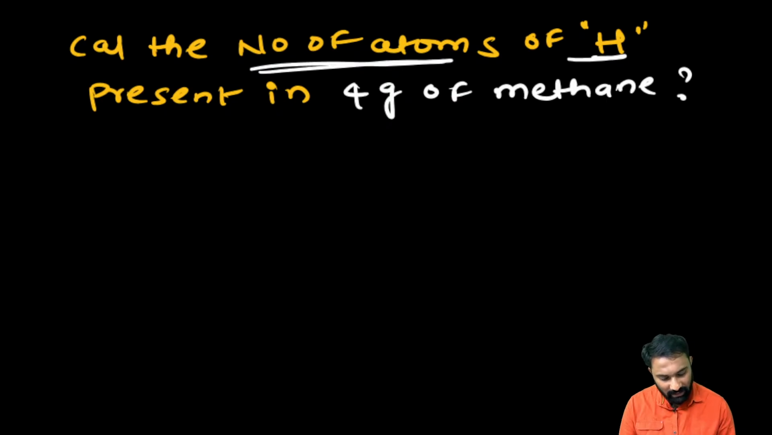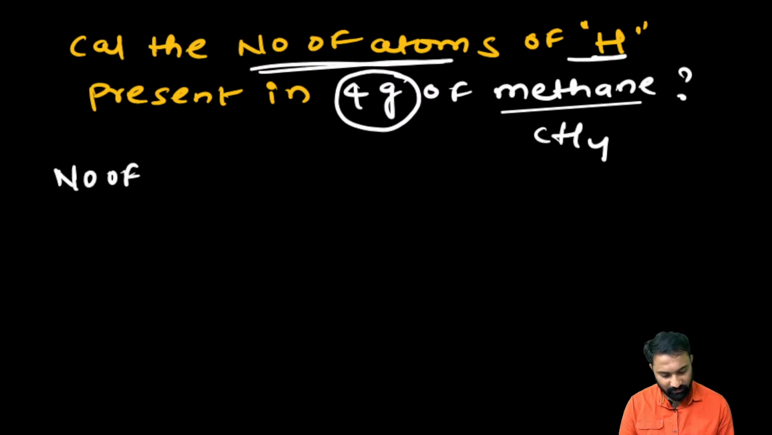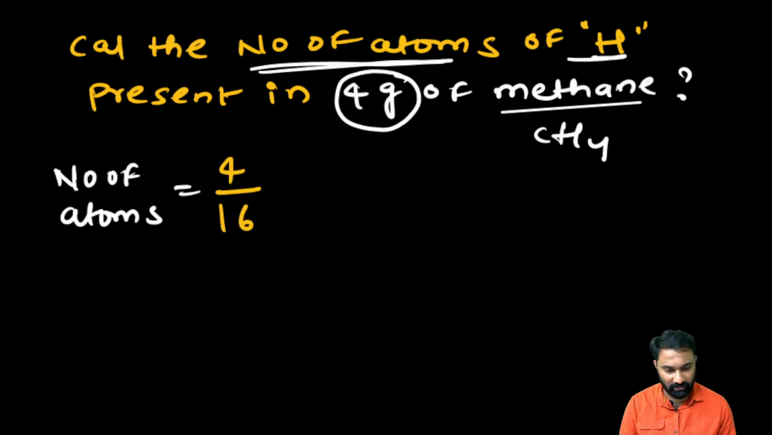The weight they have given already. Methane molecular weight is how much? CH4, right? The weight they have given is 4, so N will be 4 by 16.